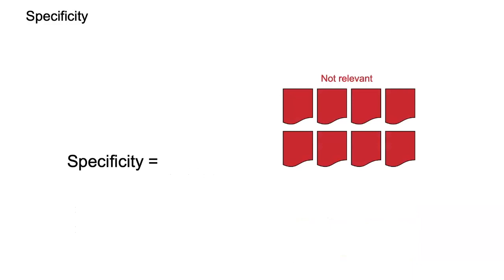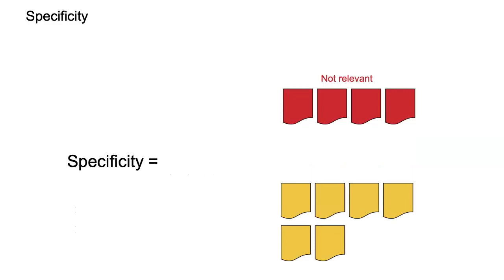And here that's the catastrophe, which is we basically dumped all of these non-relevant documents on the user, and we have a specificity of 0, exactly. And here we have a specificity of 60%, right? 6 divided by 10.